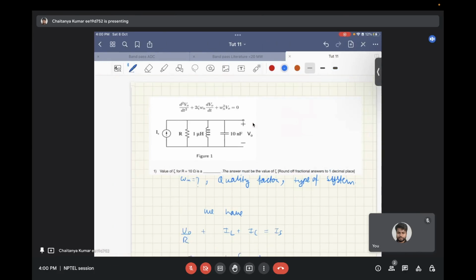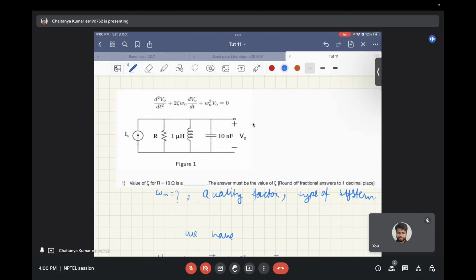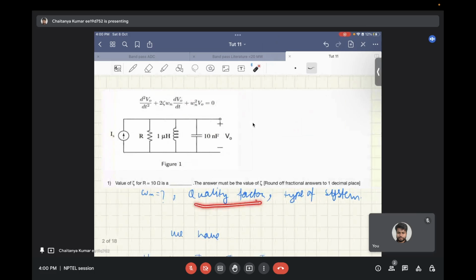So the first question over here is a second order, parallel RLC network, and the differential equation governing this parallel RLC network is given in the question, and we need to find out the damping factor, that is zeta, the natural frequency, that is omega n, the quality factor, and the type of the system.